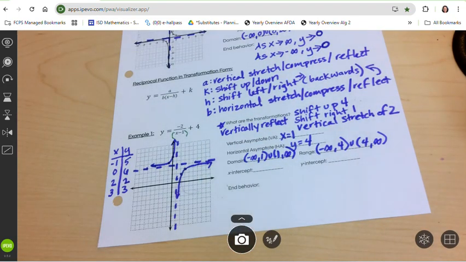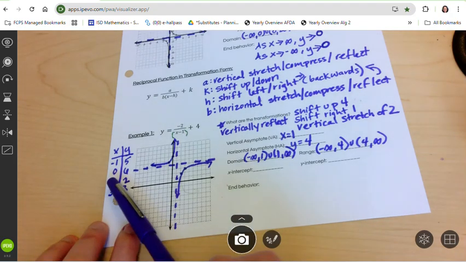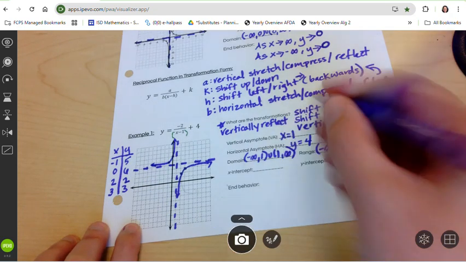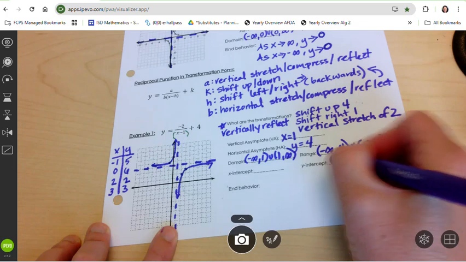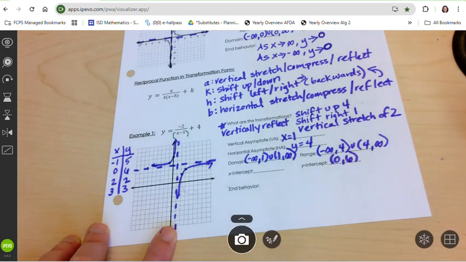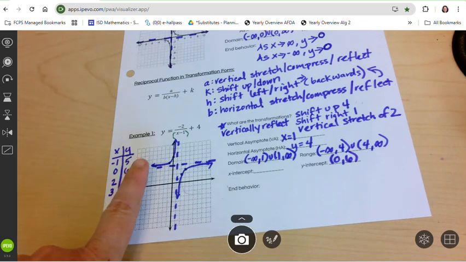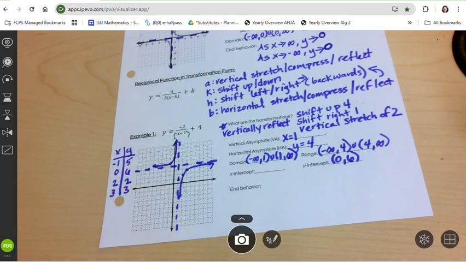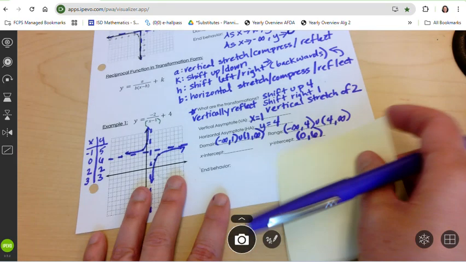Okay, x-intercept and y-intercept. I already have the y-intercept in my table of values. It's right here, 0, 6. Sometimes you can just see this as an integer for your x-intercept. Yesterday I was trying to solve it algebraically and it wasn't working out, but I think it's worth a try. We're going to try it real quick.